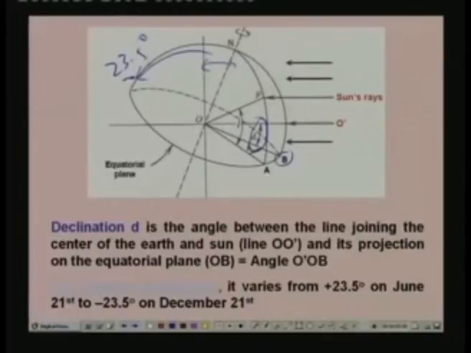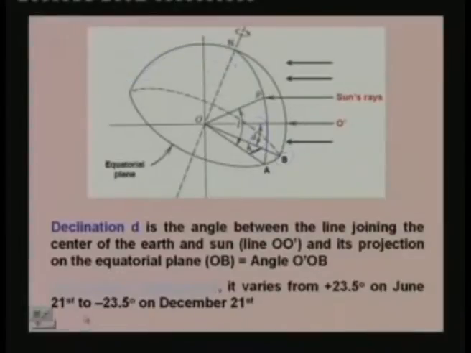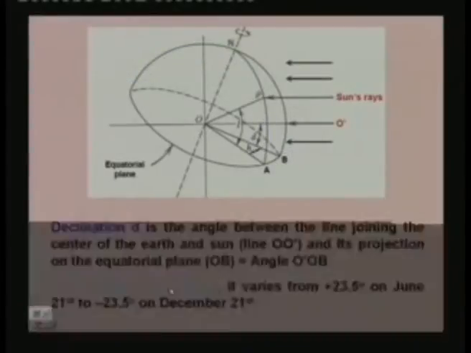You find that for the northern hemisphere the declination varies from plus 23.5 degrees on June 21st to minus 23.5 degrees on December 21st, and this will be exactly reversed for the southern hemisphere. This will be clear with the help of this picture.